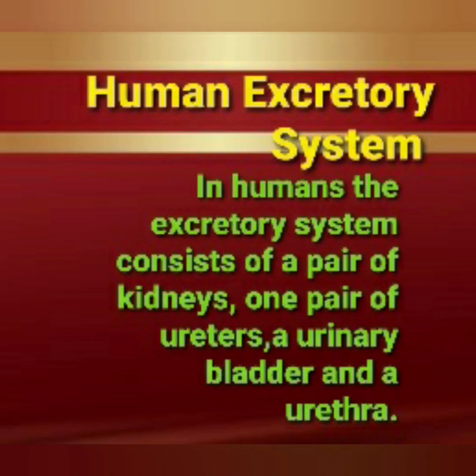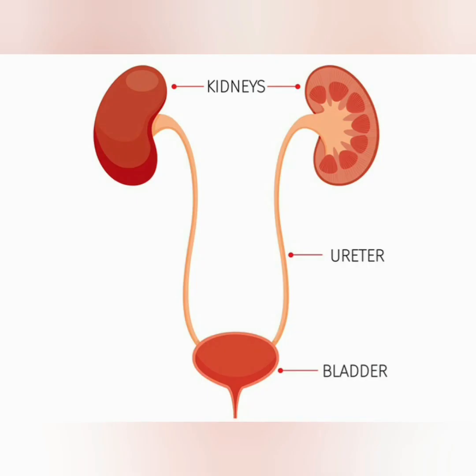Human excretory system. In humans, the excretory system consists of a pair of kidneys, one pair of ureters, a urinary bladder and a urethra. Here you can see a pair of kidneys, a pair of ureters and a single urinary bladder and urethra.